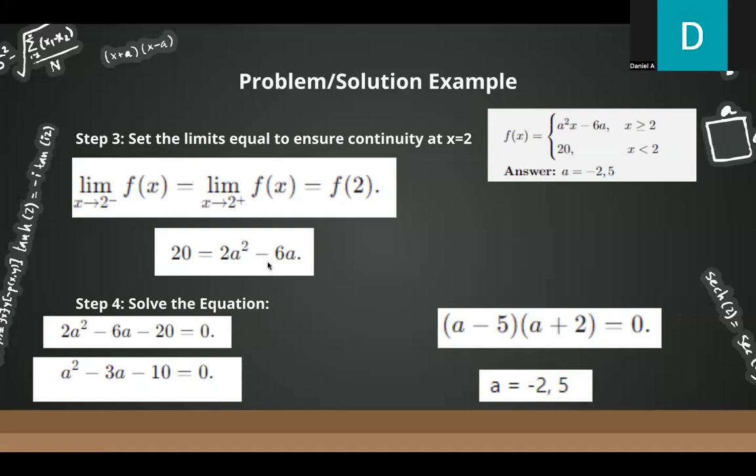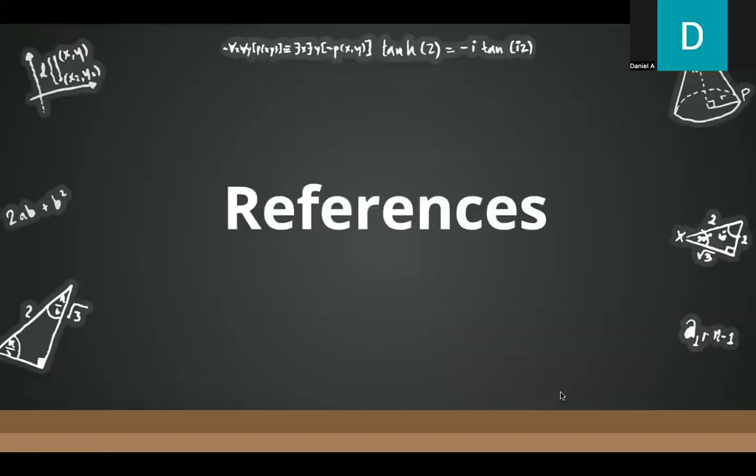Now, the last step is pretty easy. We're just going to solve the equation. We're going to solve the quadratic: 2a to the power 2 minus 6a minus 20 equals 0. We're going to divide the entire equation by 2, which gives a to the power 2 minus 3a minus 10 equals 0. And factor the quadratic equation. In this case, it's going to be (a minus 5)(a plus 2) equals 0. And thus the solutions are a equals -2, comma, 5.